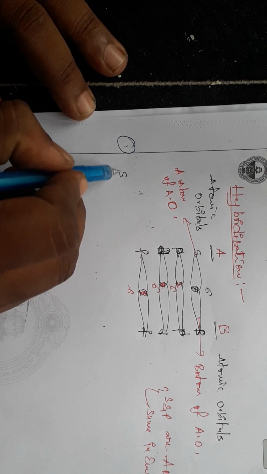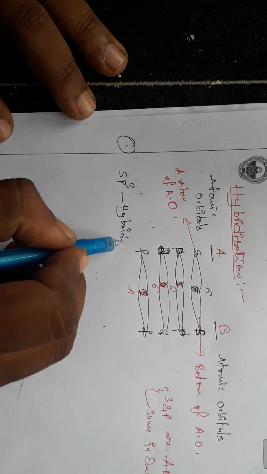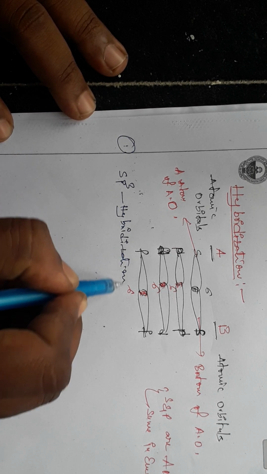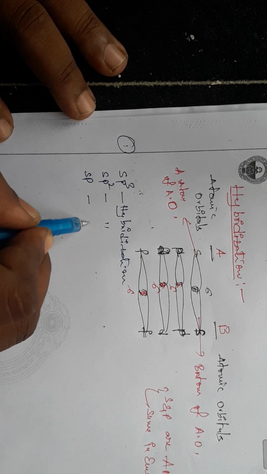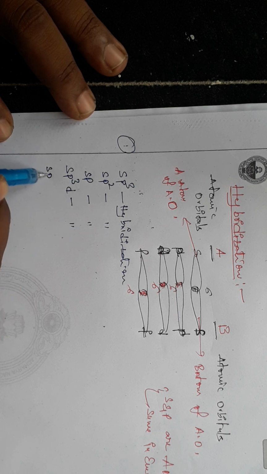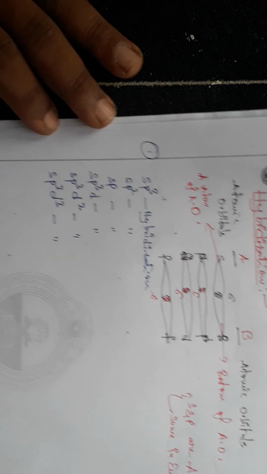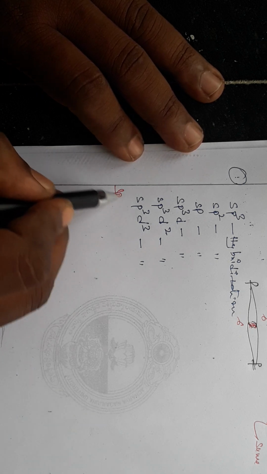Number one is sp3 hybridization, sp2 hybridization, sp hybridization, sp3d hybridization, sp3d2 hybridization, sp3d3 hybridization. These are the types of hybridizations. So now we are going to learn about sp3 hybridization.